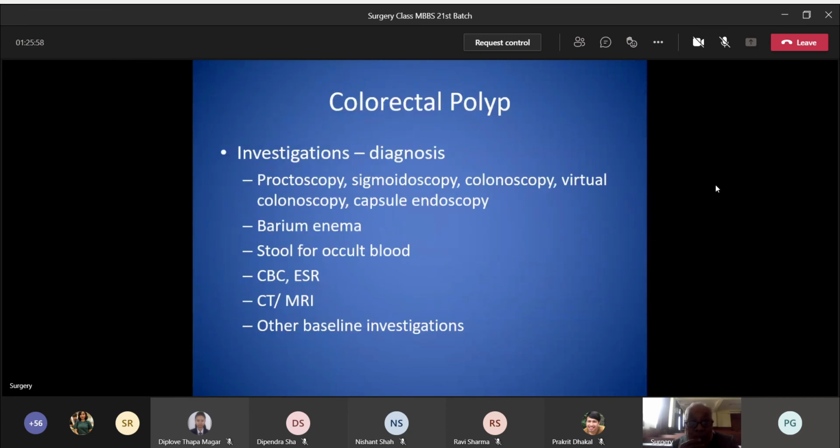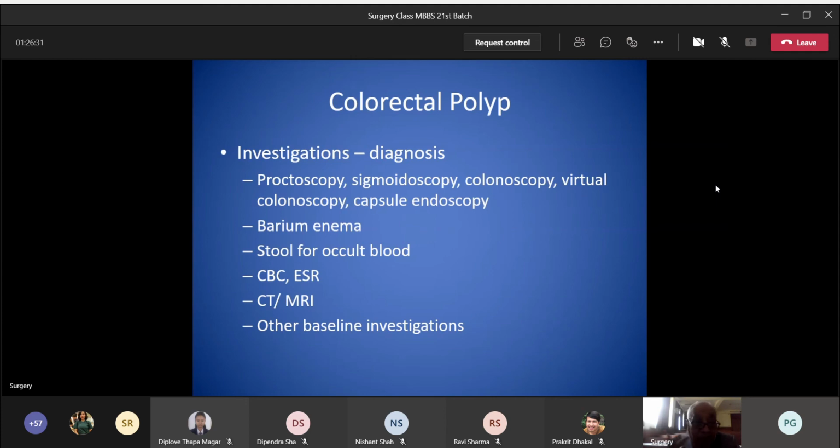Investigations for the diagnosis, the most important is DRE. Don't forget, for any patient having bleeding, to pass your index finger in the rectum, anal canal and rectum, and see if you can feel some swelling or some growth or some sort of abnormal features. Okay. If not, then do a proctoscopy. You can do a sigmoidoscopy, colonoscopy, or sometimes you can do virtual colonoscopy or capsule endoscopy.